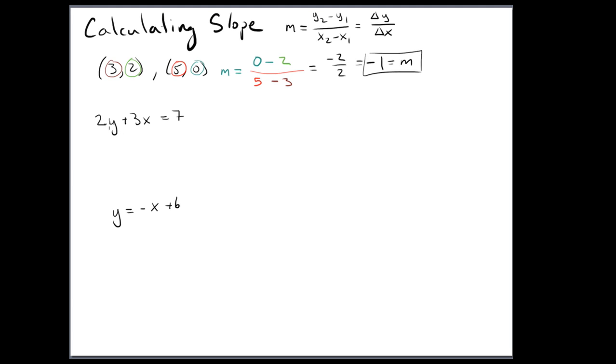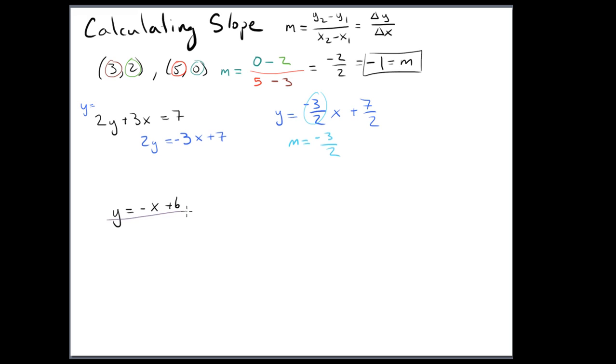For a line like this, 2y plus 3x is equal to 7, what I'm going to do is solve and get this into y equals form, get this into slope-intercept form. So 2y is going to be equal to negative 3x plus 7, and then y is going to be equal to a negative 3 halves x plus 7 over 2. And this right here, the number that's multiplying x, that's my slope, so my slope is equal to a negative 3 halves.